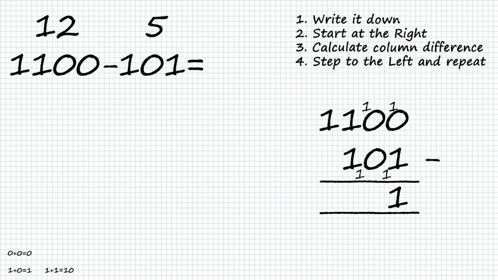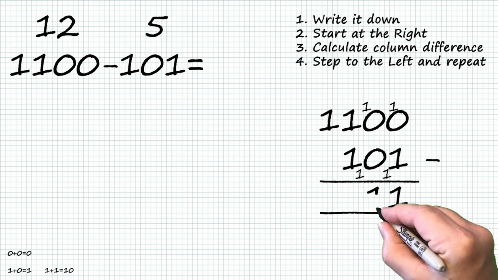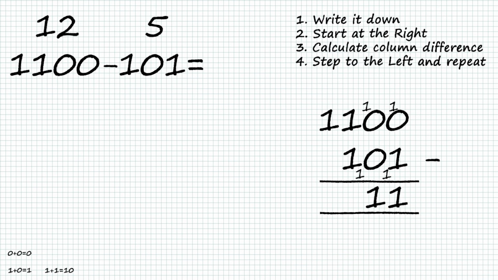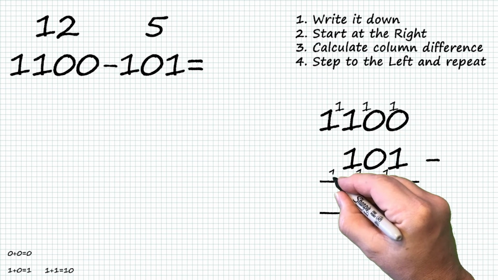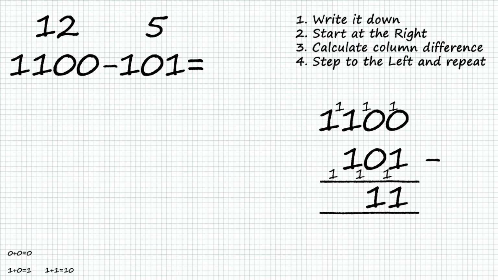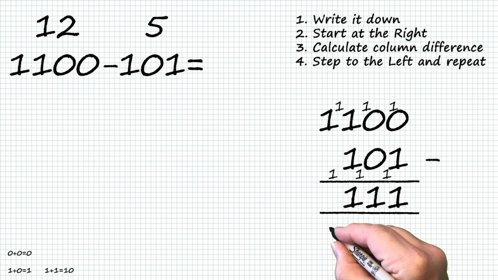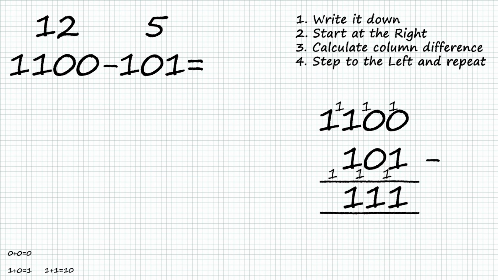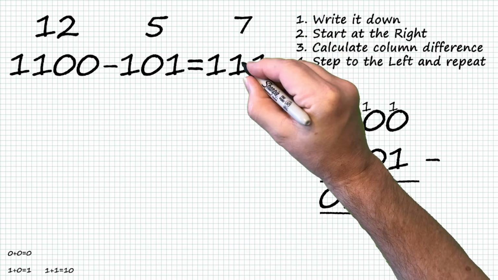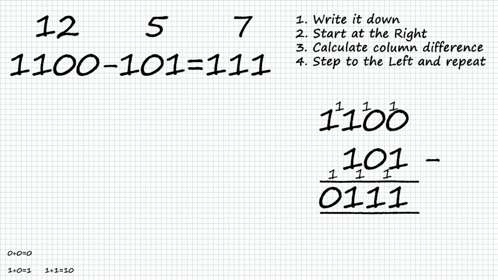10 take 0, take 1 is 1. 1 take 1 and the carry can't be done, so again borrow and pay back. 11 take 1 is 1. Finally, 1 take 0 and the carry leaves 0. So we have our answer, 0111 or 7. 12 take 5 is indeed 7. In the next video, I'll be examining a side effect of subtraction, negative numbers.